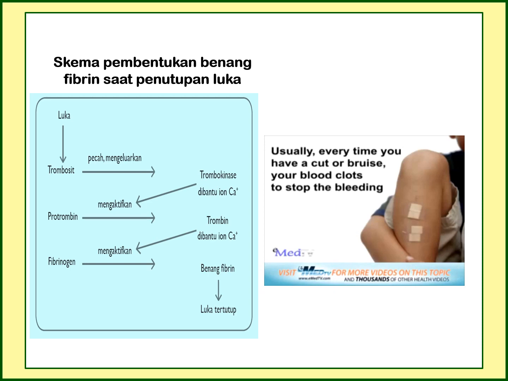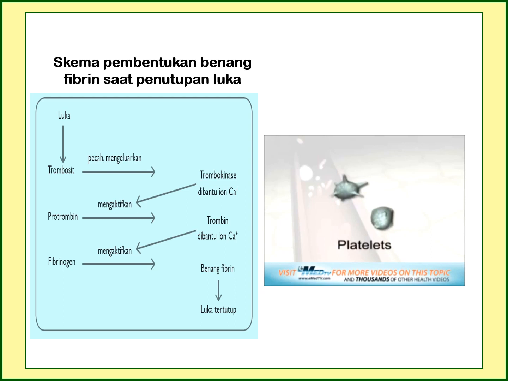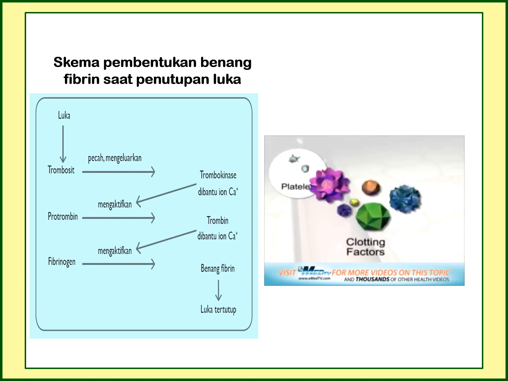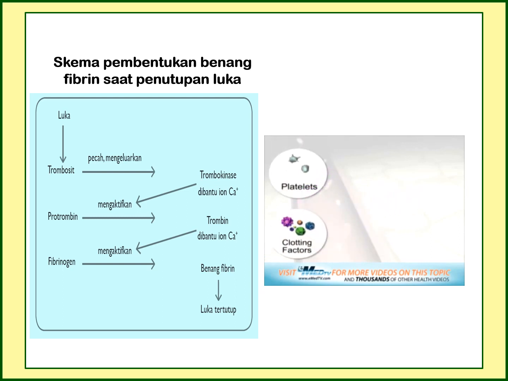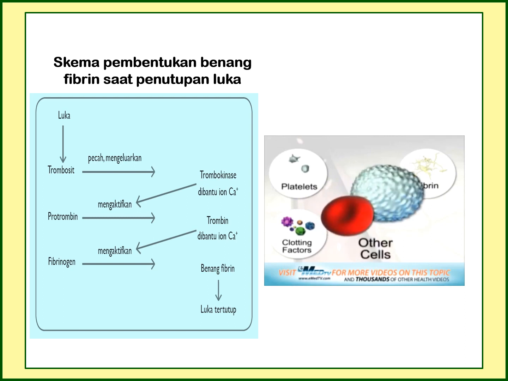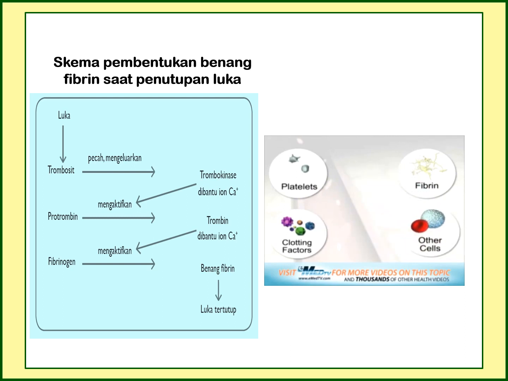Usually, every time you have a cut or bruise, your blood clots to stop the bleeding. Clotting is a complex process, and there are 4 main things that make it possible: platelets, or cell fragments; clotting factors, which are special proteins; fibrin, which is a protein; and blood cells like red and white blood cells. Because clot formation is so important, platelets and clotting factors are always available, floating around in your blood.